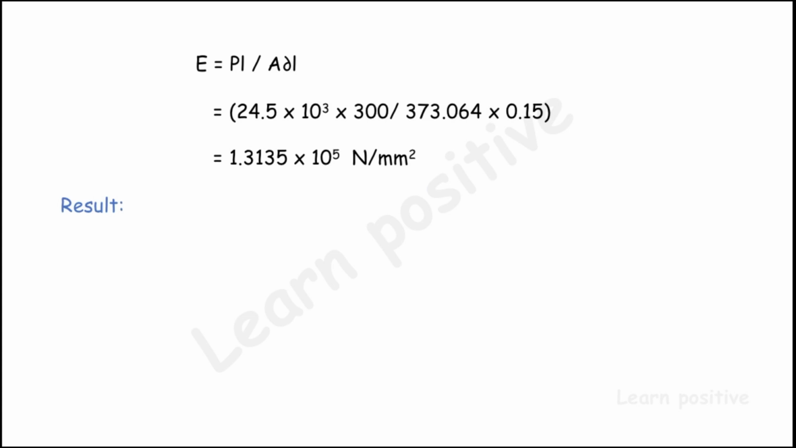So now I am going to write the result. The value of Young's modulus, that is capital E equal to 1.3135 into 10 to the power of 5 Newton per mm square, or E equal to 13,135 Newton per mm square. You can write both answers. Both are correct. And whichever method you want to follow, just keep in mind which one is easy for you. So follow that method till the end. So you will get the perfect answer in the examination.